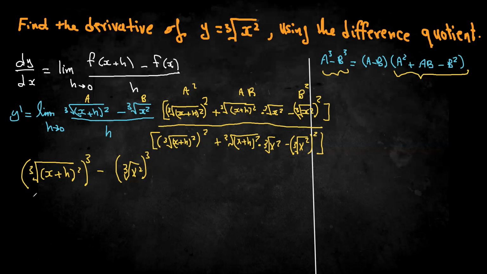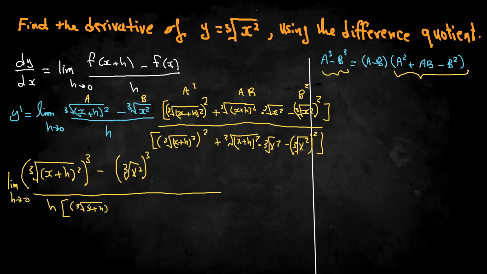So that's what we get from the top. And on the bottom, of course we don't forget the limit as h goes to 0, the bottom is going to be the h, and again that part right here, which is the cube root of x plus h, squared, plus the cube root of x plus h squared times the cube root of x squared, plus the cube root of x squared, all squared. So that's what we do to the h.